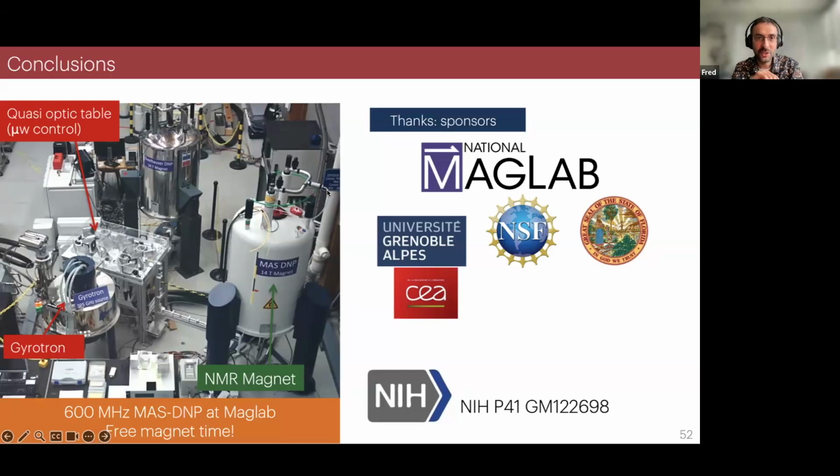Then there's a question by Gabriele. In one of your slides, you show no difference in one of your biradicals upon deuteration. If I'm not mistaken, are you not preventing the polarization to escape?